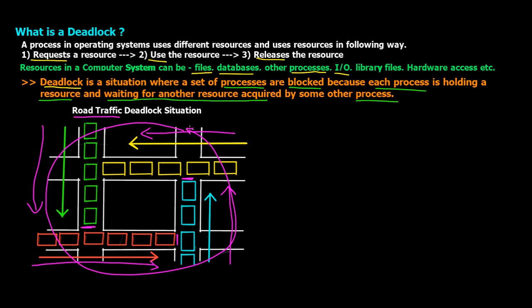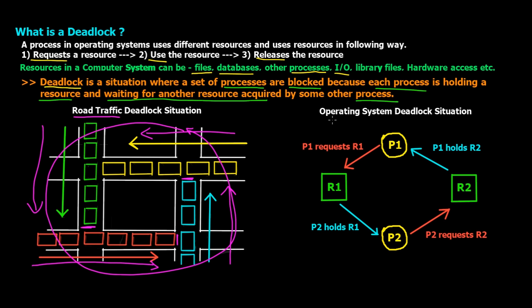So now taking this real world scenario into mind, let's see what happens in an operating system scenario. Here's a diagram for an operating system deadlock situation. It's a very simple diagram. In the yellow circles we have process P1 and process P2. P1 is process 1, P2 is process 2. In the green square boxes we have resource R1 and resource R2. This might be something like files, this might be something like a database, and so on.